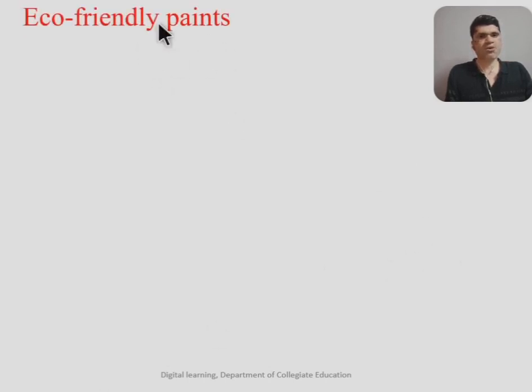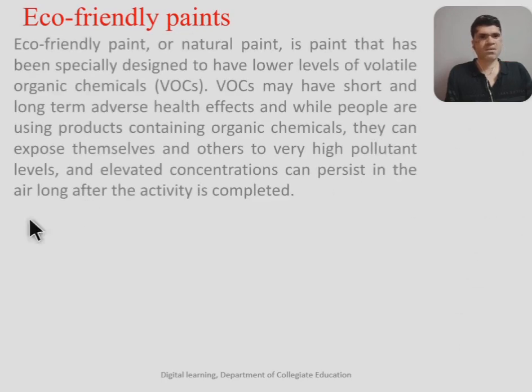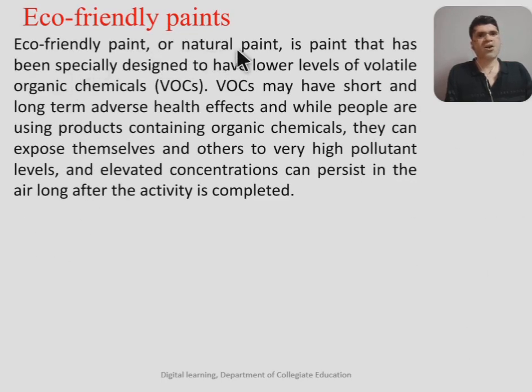Next we will move to eco-friendly paints. Eco-friendly paint or natural paint is a paint that has been specially designed to have lower levels of volatile organic chemicals. So here volatile organic chemicals are less. Which are volatile organic chemicals? Like terpenes, turpentine, alcohols, ethers, all these are volatile organic chemicals.